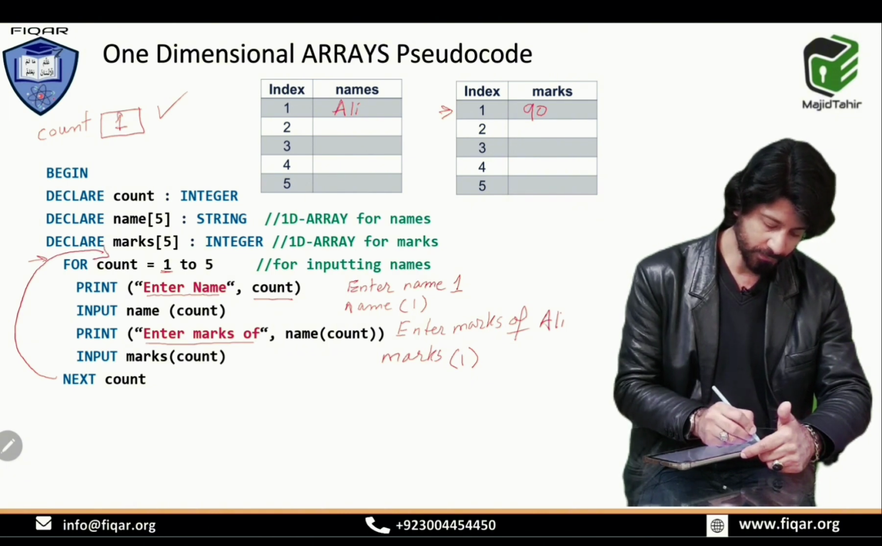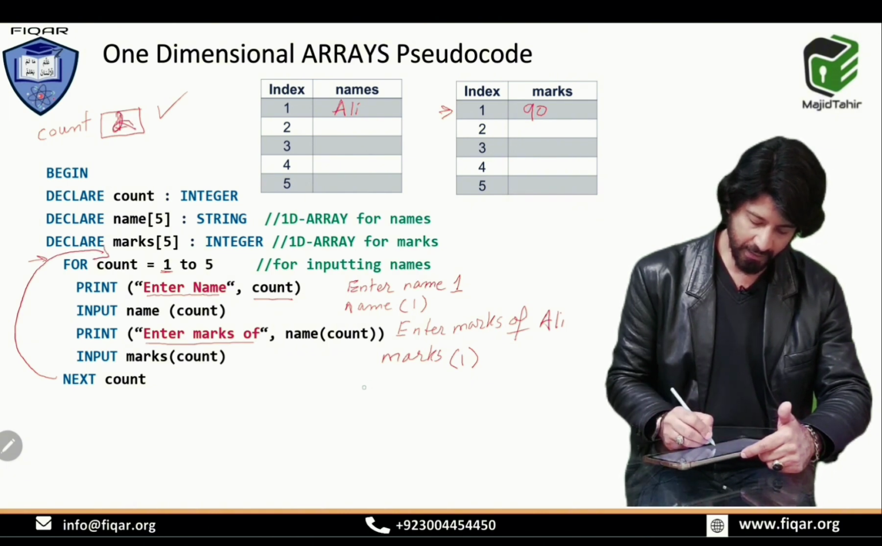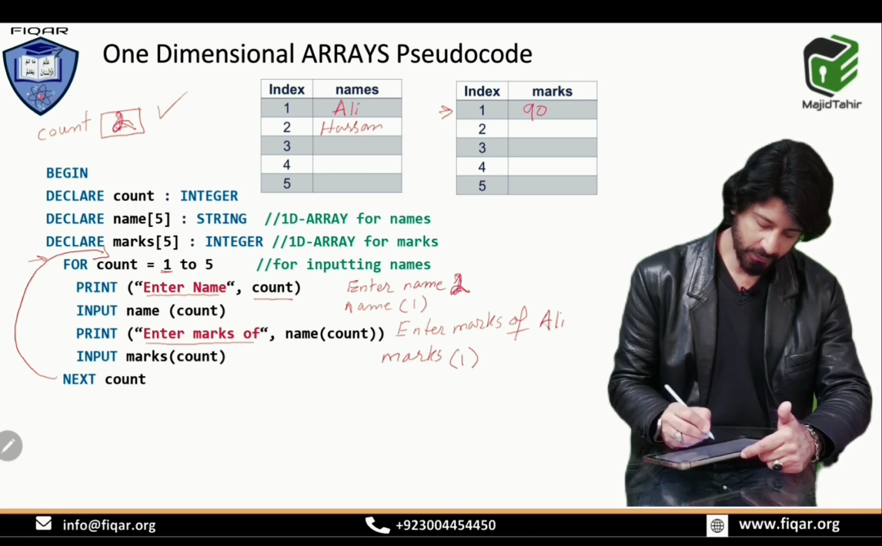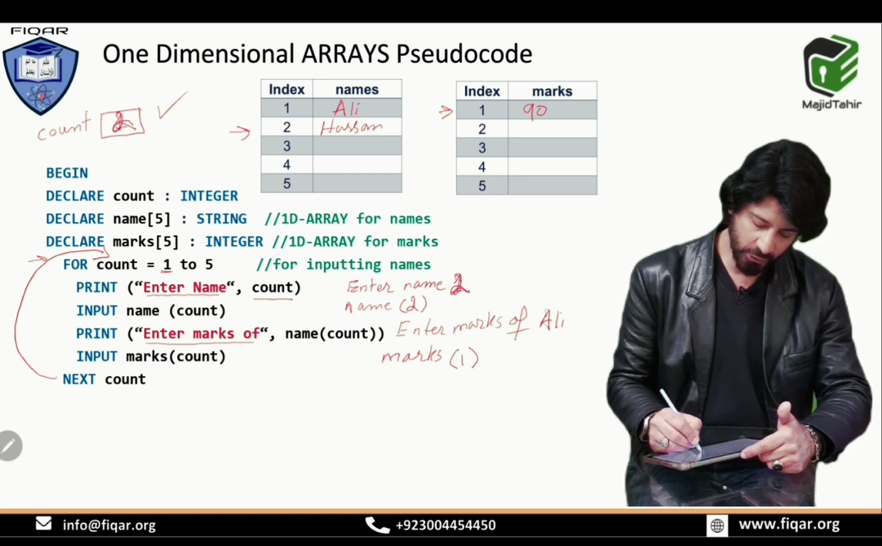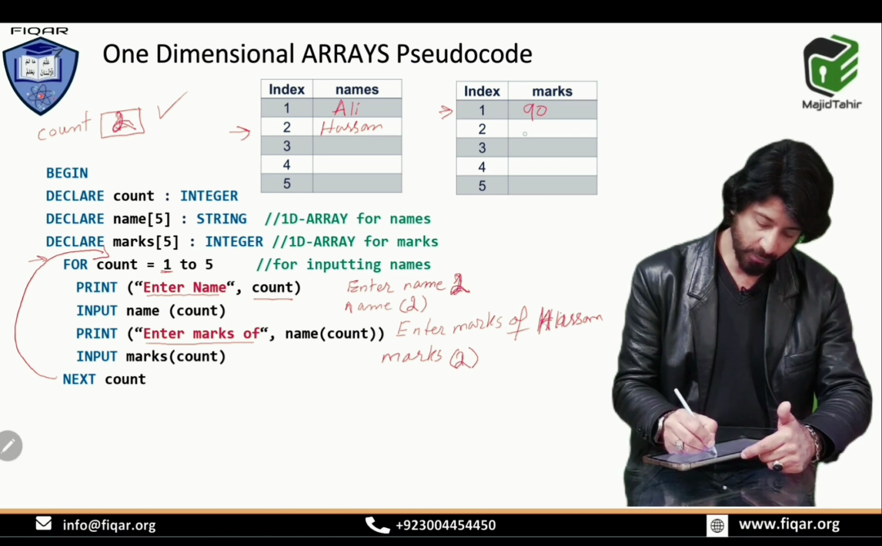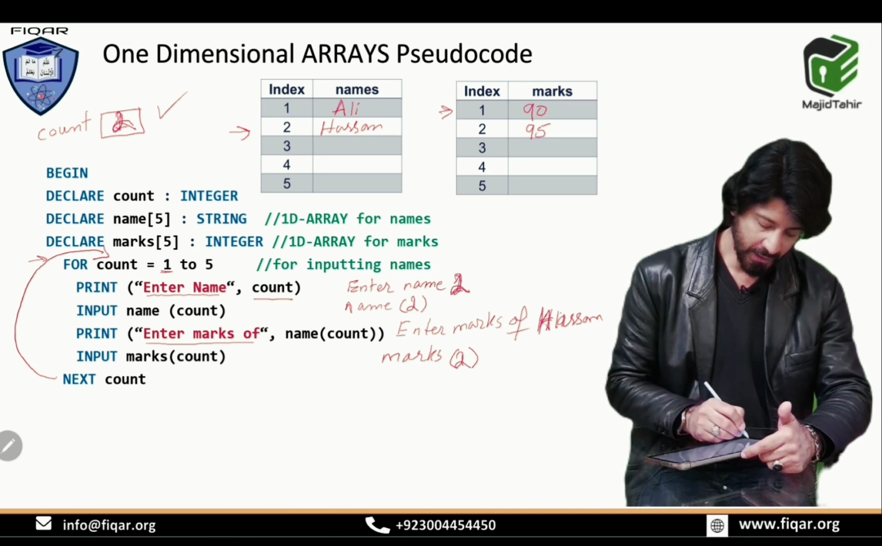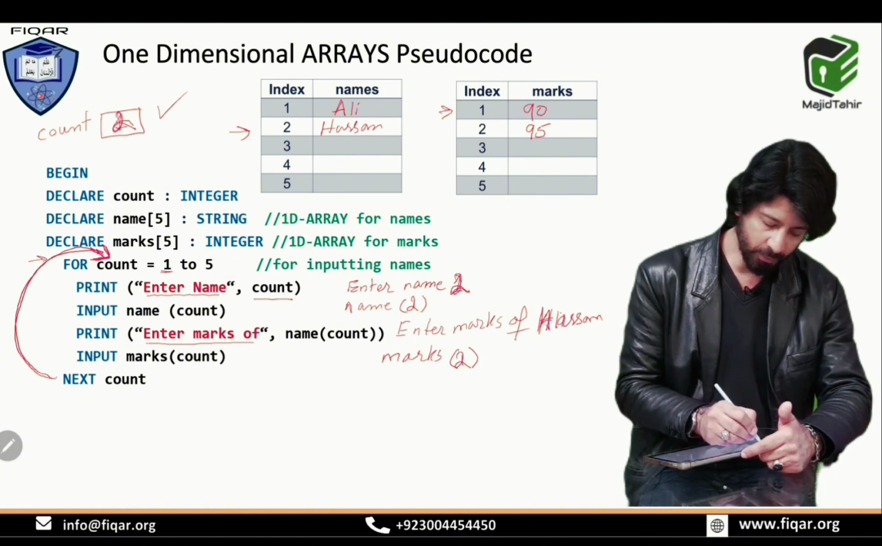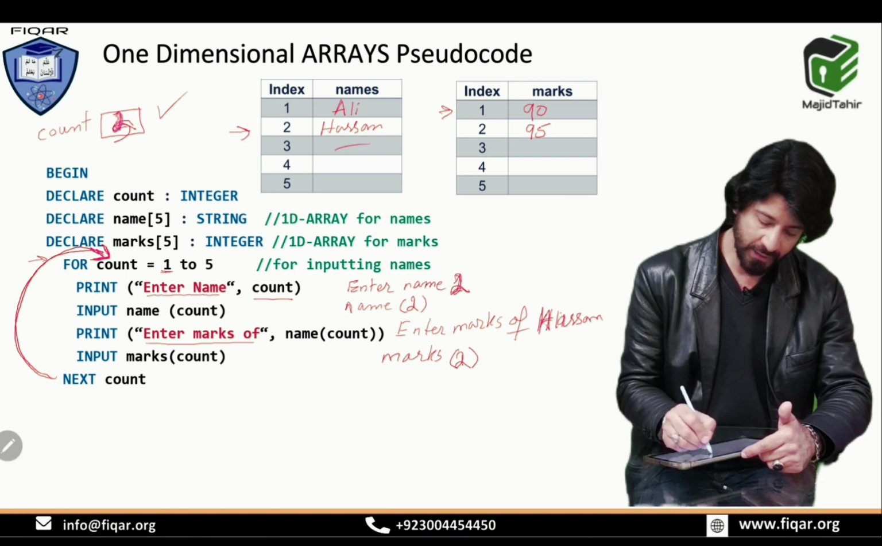Now count becomes 2. So again enter name 2 will be written, and we will write, for example, Hassan over here, and it will say name 2, and name 2 will be Hassan. Enter marks of, instead of Ali, now it will say Hassan. So for the marks 2 slot, for example, we have written 95, and 95 goes there. The loop goes back again to the count, and the count becomes 3. So we will have something over here, something over here.